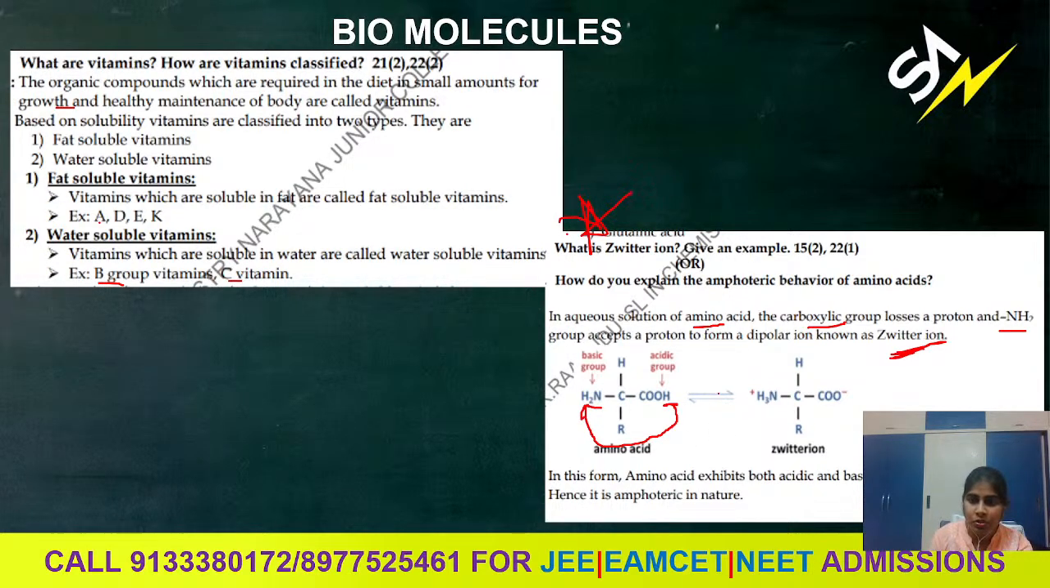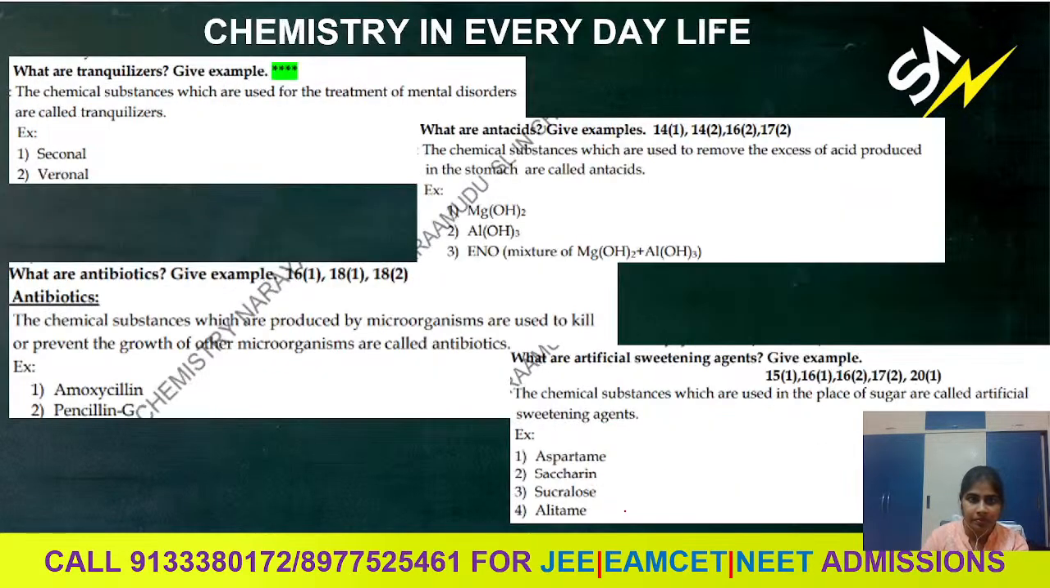Because it forms two types of charges in a single molecule, that is the Zwitter ion, it exhibits both acidic nature and basic nature. That's why it is amphoteric in nature. So this is about Zwitter ion.